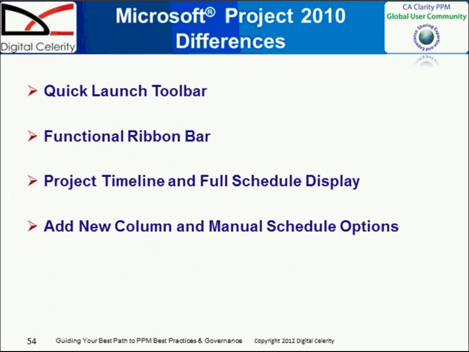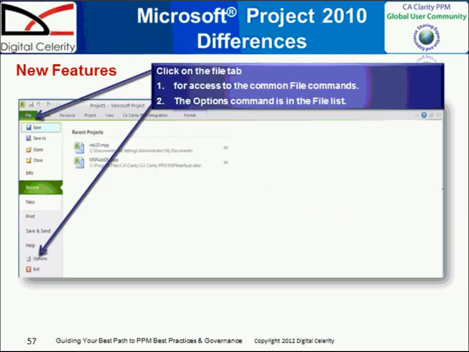I'm not going to show you many of the slides for this because there's a couple I want to show you, because this isn't really a training on the Microsoft Project changes. That hasn't changed much in this version of Clarity itself, except for a couple of items. I'm going to show you basically where the File tab and Options is.